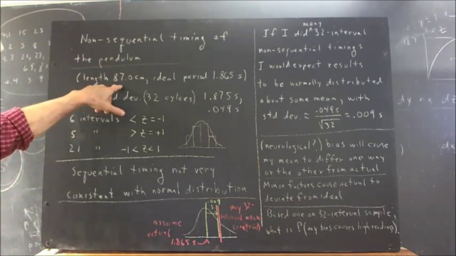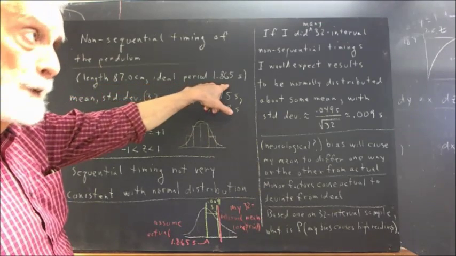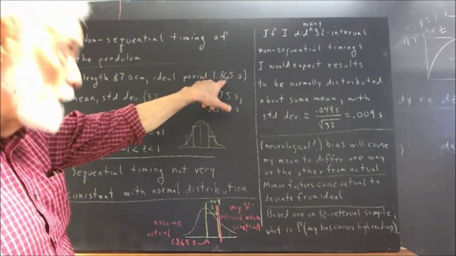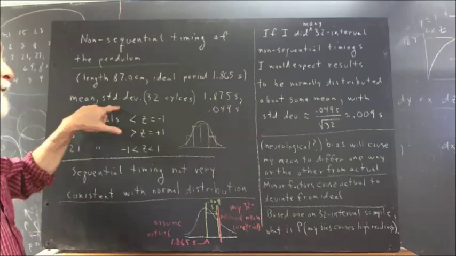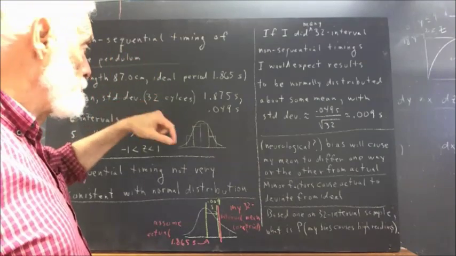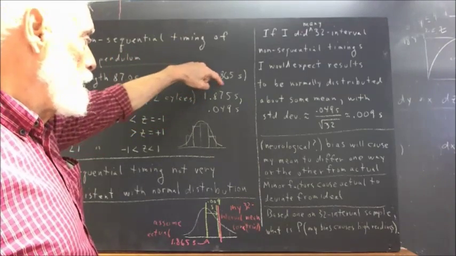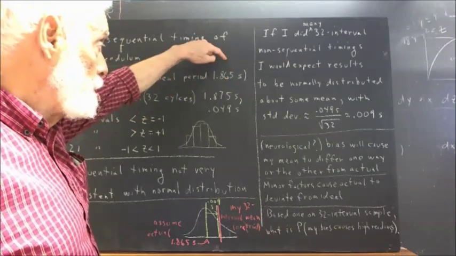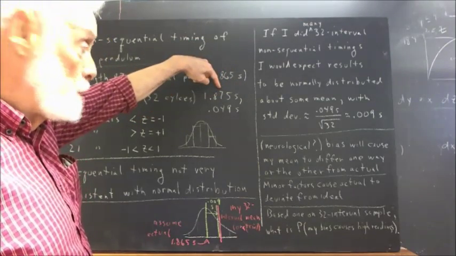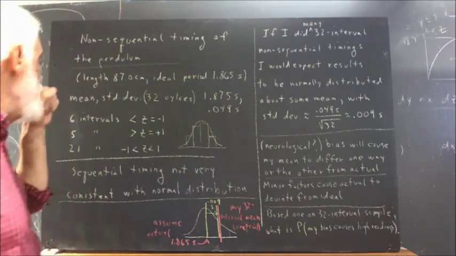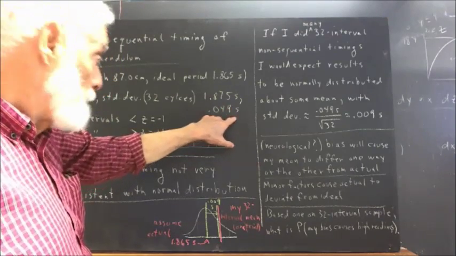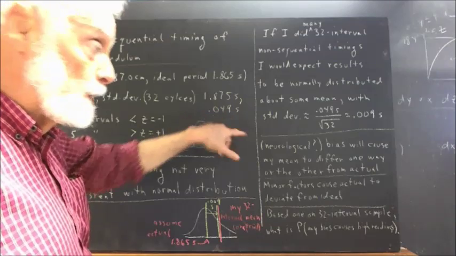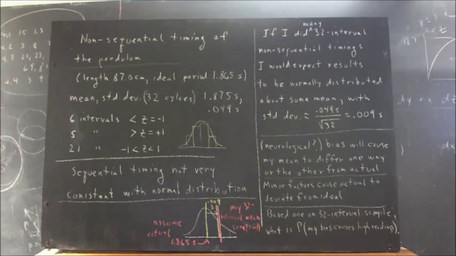I did this for an 87 centimeter pendulum whose ideal period is 1.865 seconds. The mean and standard deviation based on 32 cycles was a 1.875 second period, which deviates from this by about 0.01 second. The standard deviation of my timed intervals was about 0.05 seconds, 0.049 seconds.